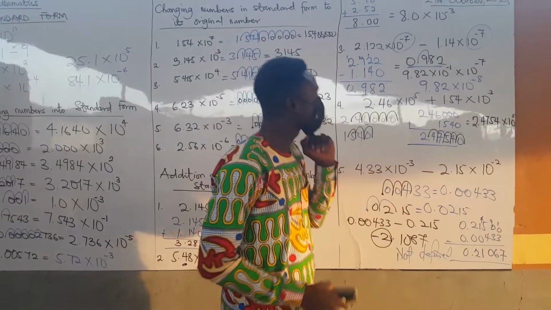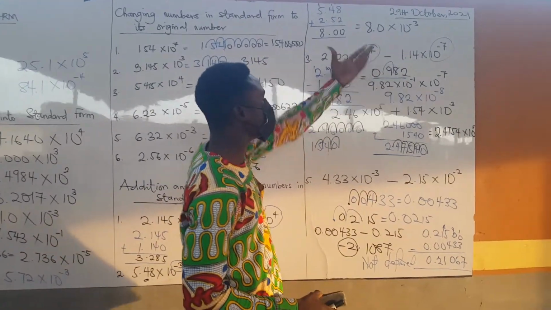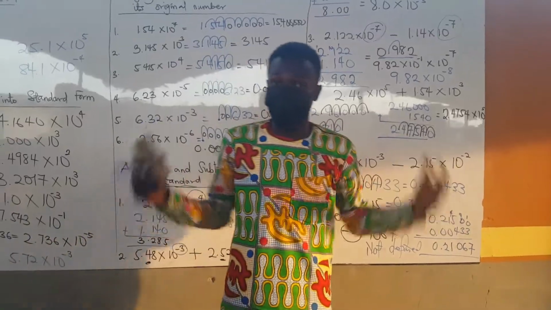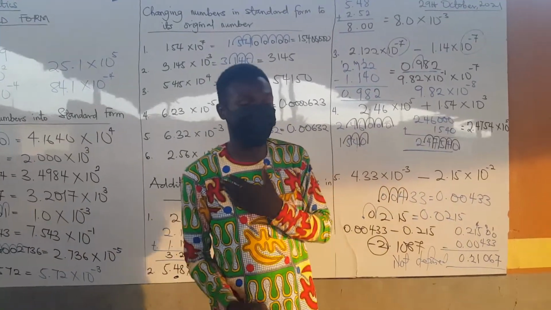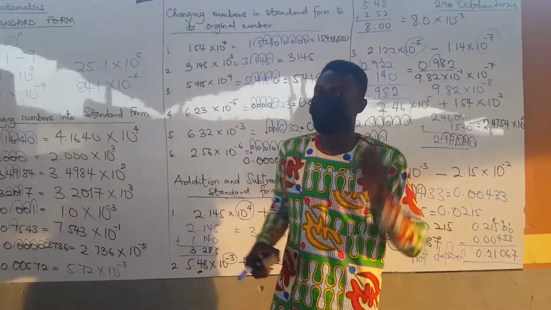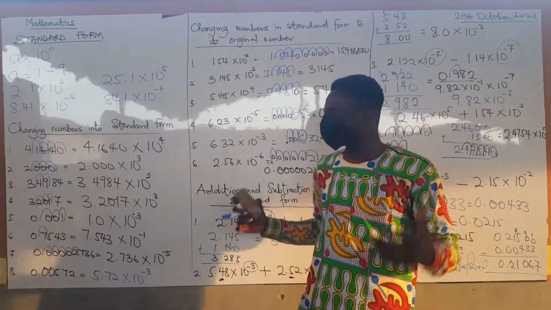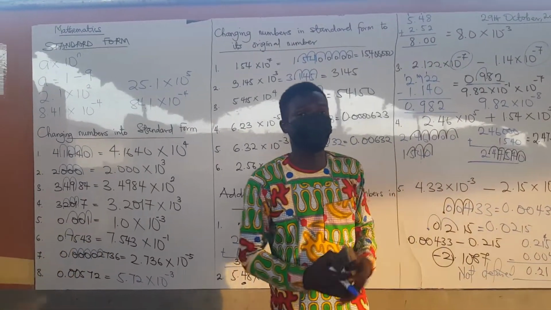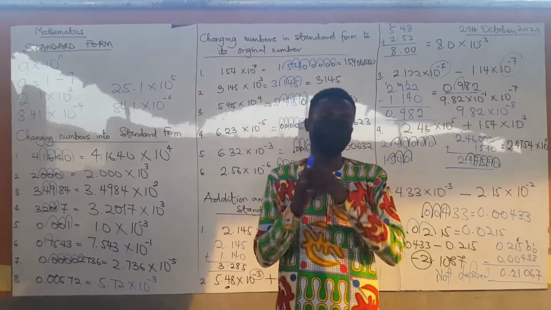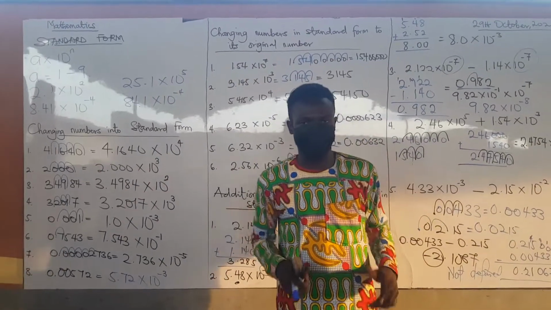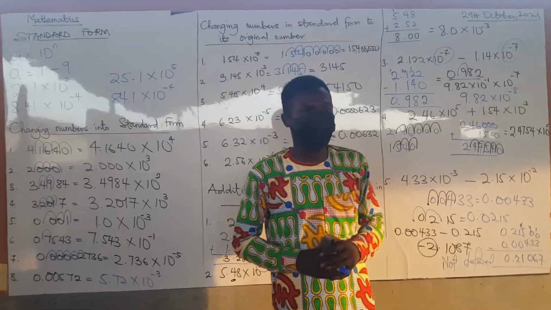So we have been able to look at how to change numbers into standard form and how to change standard form into its original number. And we've looked at the addition and subtraction. See you, God willing, next week, while we look at the multiplication and division of numbers in standard form.